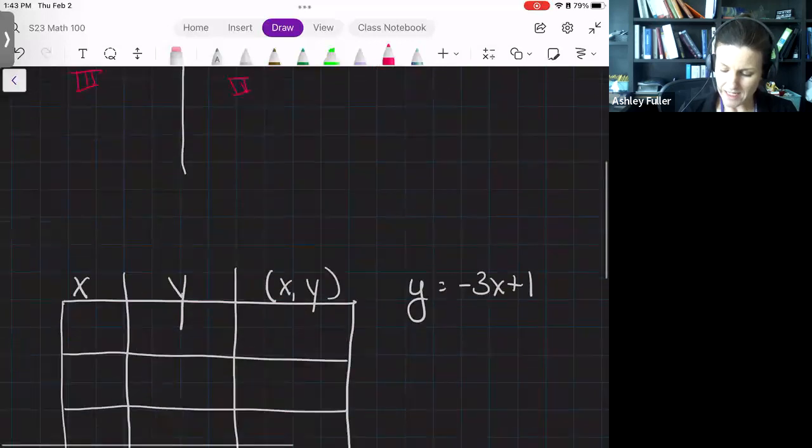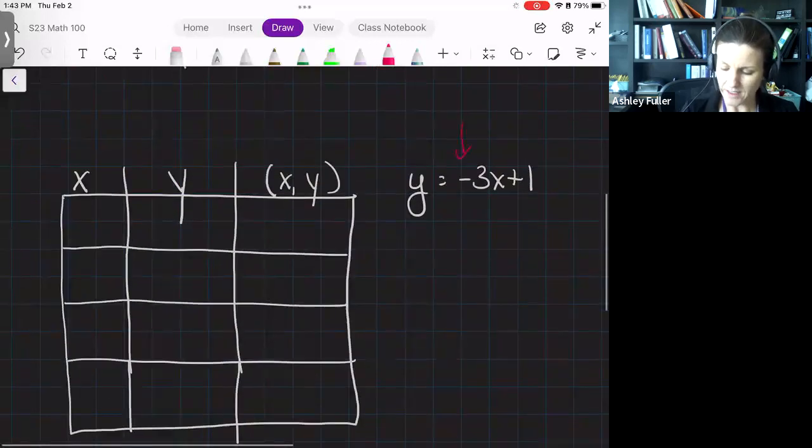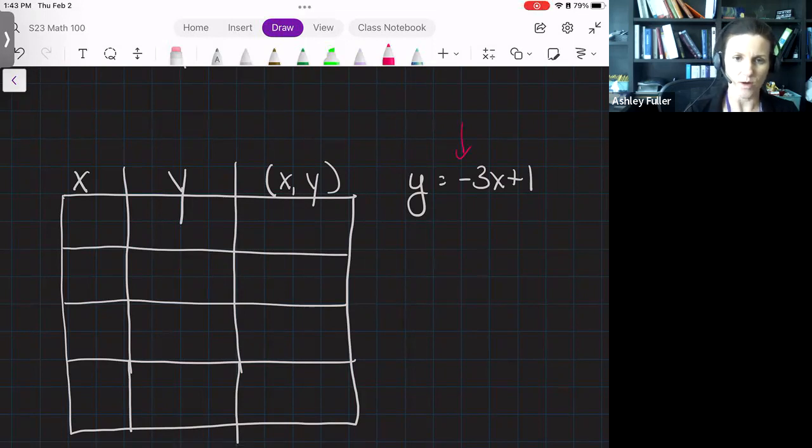It's important to be able to take an equation such as y equals -3x plus 1, and given either an x or a y value, find the opposite. So for example, if I'm given an x value of 0, I can come to y equals -3 times 0 plus 1, which results in a value of 1, giving me an ordered pair of 0, 1.